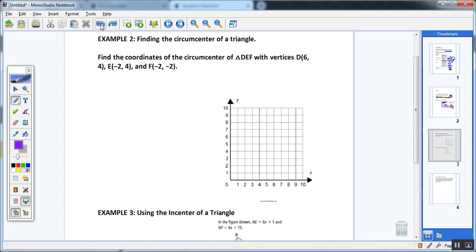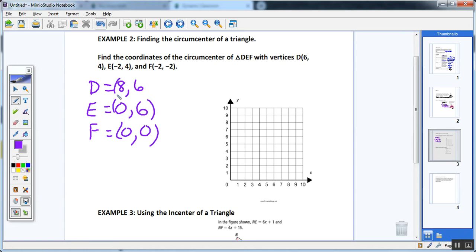You ready? Come on, humor me and tell me you're ready. Let's get rid of all these. Call point D equal to 8, 6. E is going to be 0, 6. And F is going to be 0, 0. That'll fit in the first quadrant, won't it? So get rid of these points. That was a bad example. Way to go, Parson.